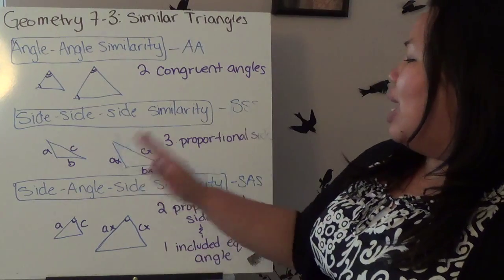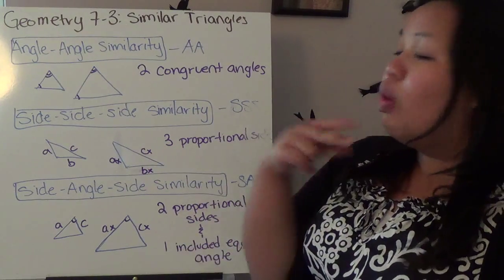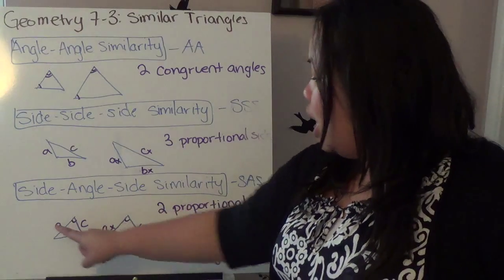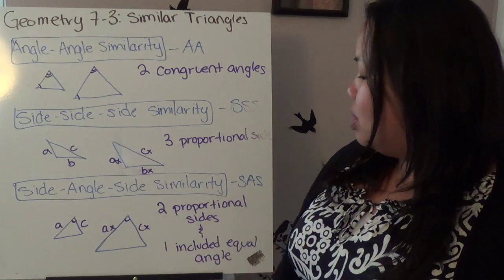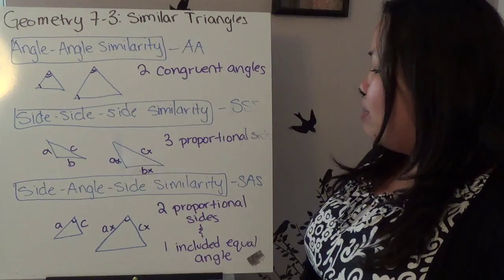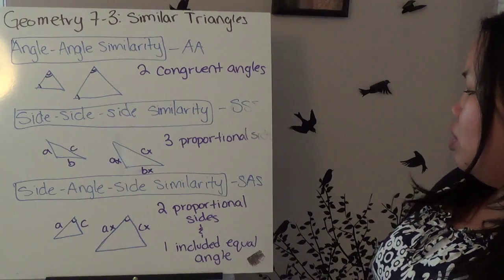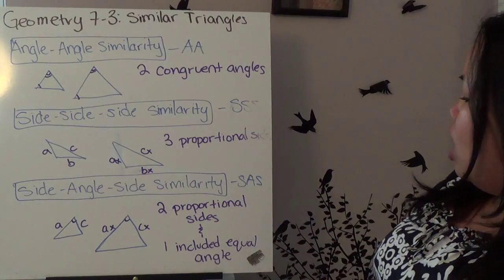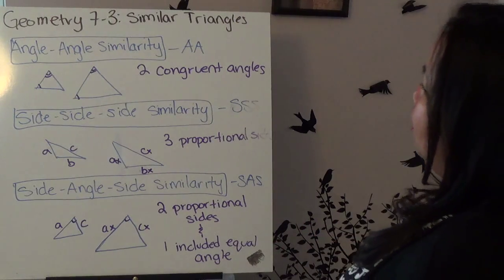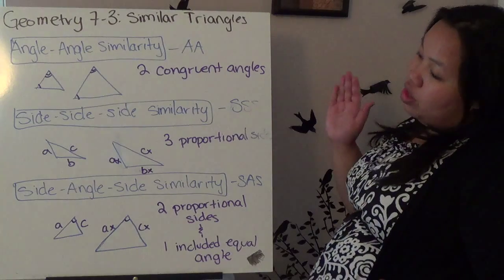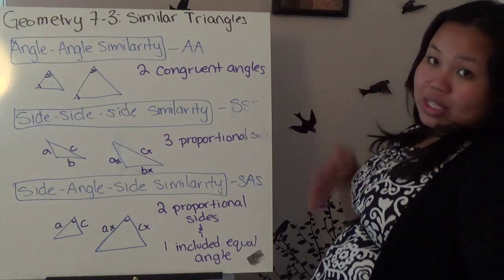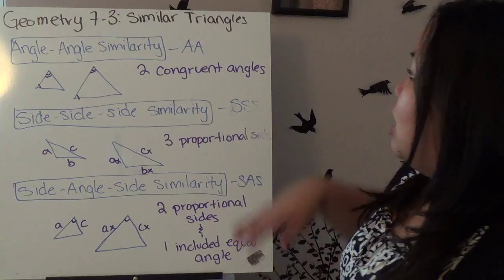The last one is side, angle, side. So I have 2 proportionate sides. So that means this is A and this is A times X, so A times some number. C and this is C times X, and then we have an included congruent angle. So 2 proportionate sides and 1 equal angle. Okay, 1 set of equal angles. Go ahead and do the vocabulary, write this down, and we have one example problem.